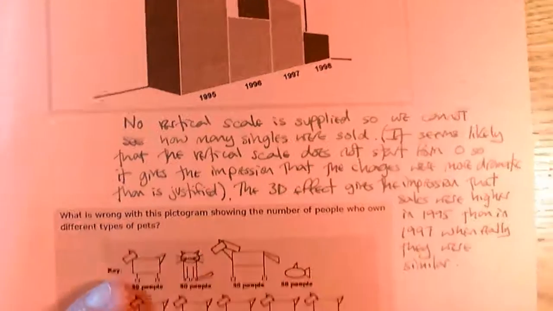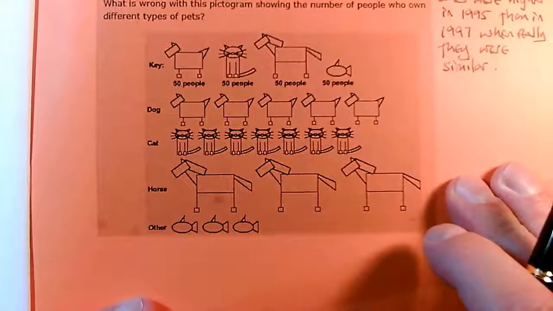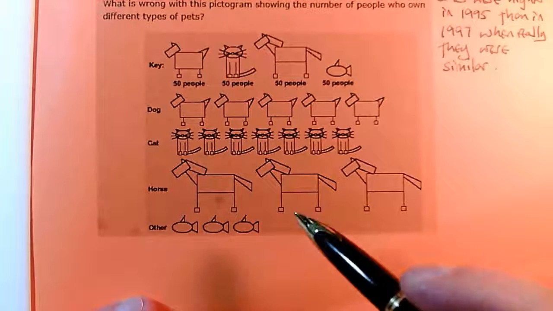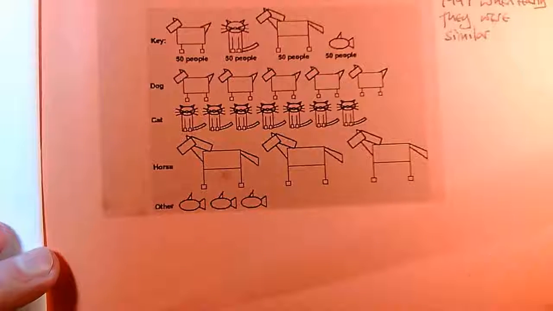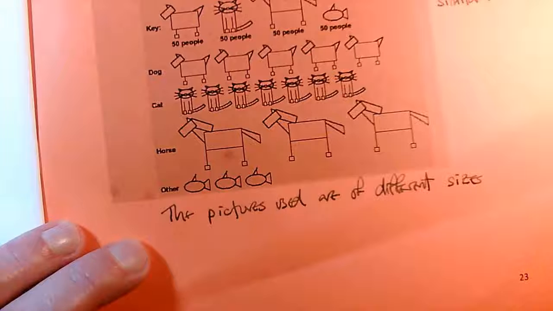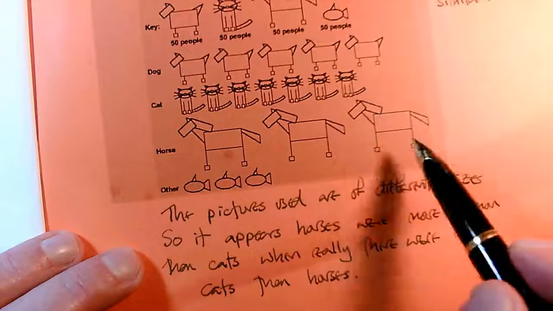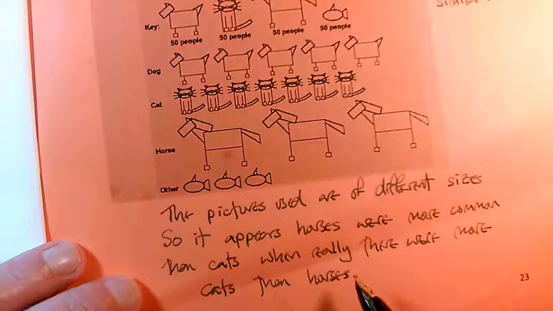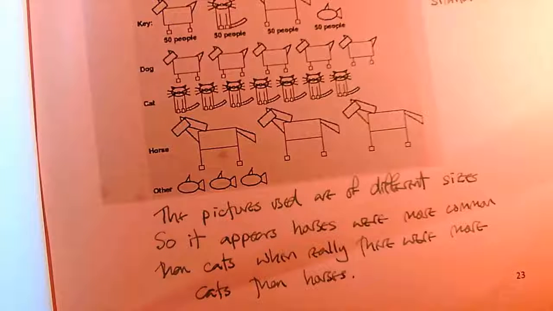And then finally, maybe the simplest example of the lot, what is wrong with this pictogram? Well, just one glance at this shows that they're drawing the horses much bigger than, say, for example, the cats. So the problem is that the pictures used are of different sizes. But we need to actually do the normal template, which is to describe an impression that could be got and explain what the real state of affairs is. So what appears is that horses are more common than cats, when really there were more cats than horses. So contrast the visual effect with the real state of affairs.